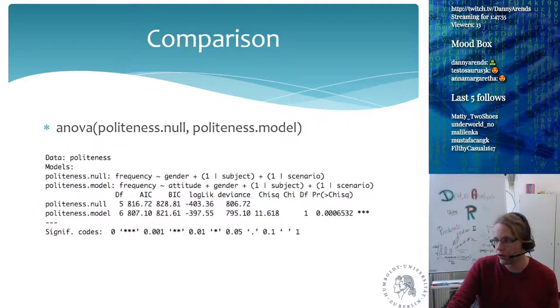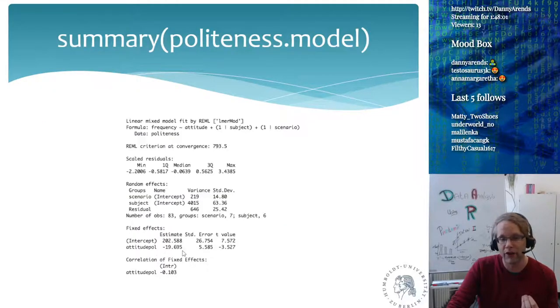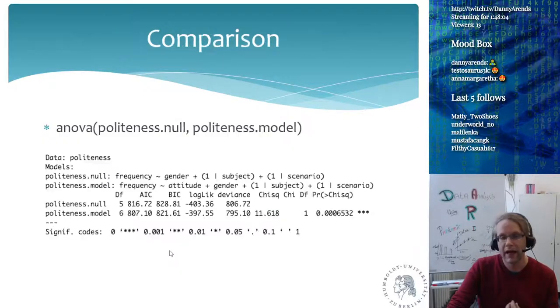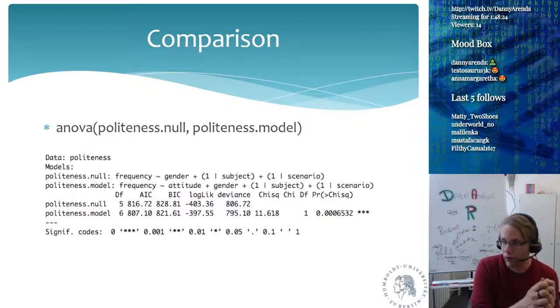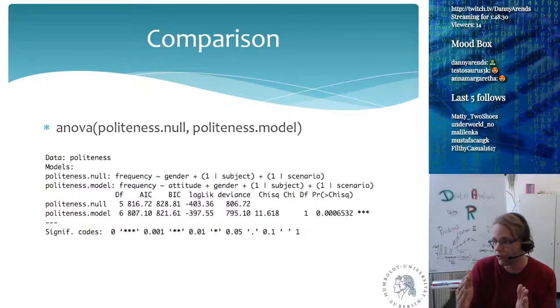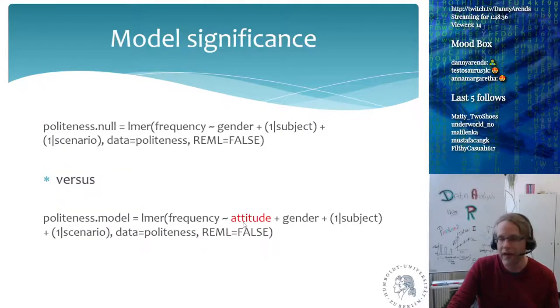Right, so we learn two things. One thing is we learn that when you are in a polite setting, your voice changes by around 19 hertz downwards, and this change has a relatively big significance of 6 times 10 to the minus 4, right? So 0.0006. So really, really significant. All right, so now we compare these two models, right? We know now what the effect of attitude is based on the summary. We then also know what the significance is based on the fact that we compare our model with the model which does not have the attitude in there.